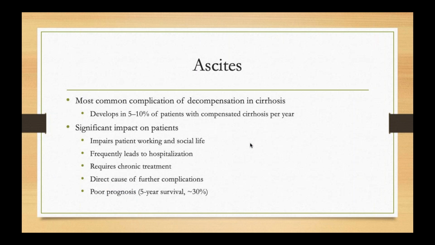Now next, let's discuss ascites. It is the most common complication of decompensation in cirrhosis. Every year 5 to 10% of compensated cirrhosis will develop ascites. Of course, it impacts the patient's working and social life. Patients have distension of the abdomen, usually associated with pedal edema also, and it frequently leads to hospitalization. Patients can't move around that much and require chronic treatment. It is poor prognosis also. 5-year survival once ascites develops is around 30% only.